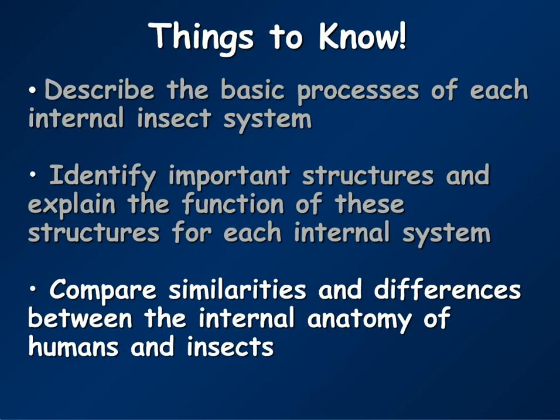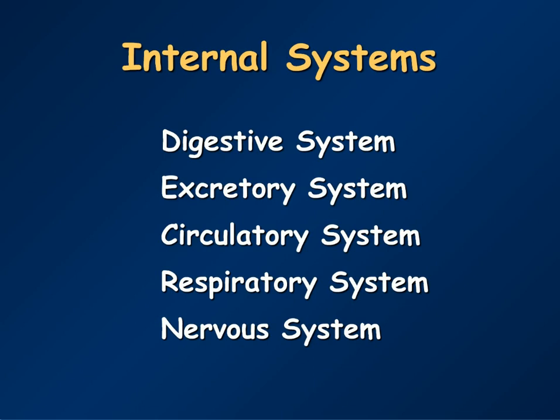So with that, we've concluded our discussion on the first 2 points listed here, and the final thing we need to focus on is comparing the similarities and differences between the internal anatomy of humans and insects. We've focused on 5 basic internal systems: the digestive system, the excretory system, the circulatory system, the respiratory system, and finally the nervous system. So after listening to these lectures, you should be prepared to discuss the similarities and differences between the physiological systems of insects and humans.